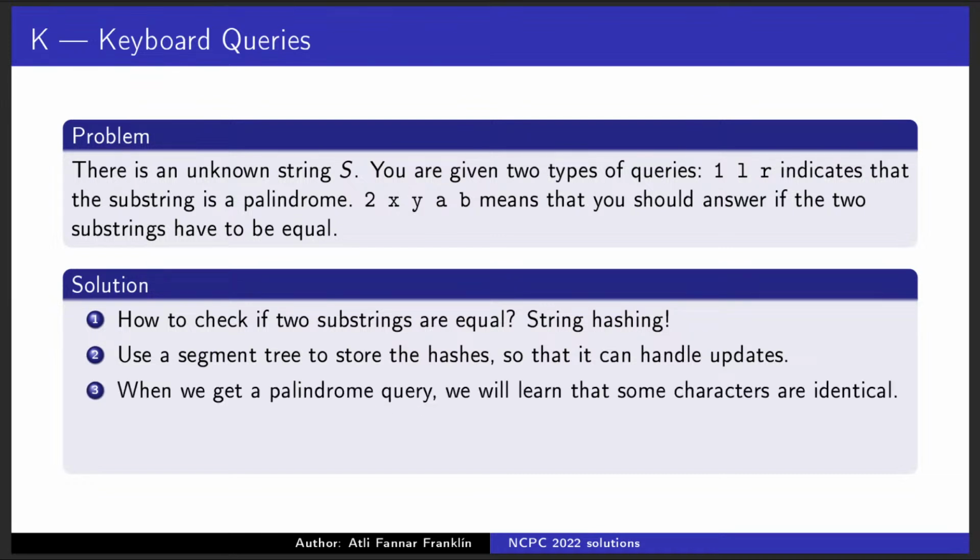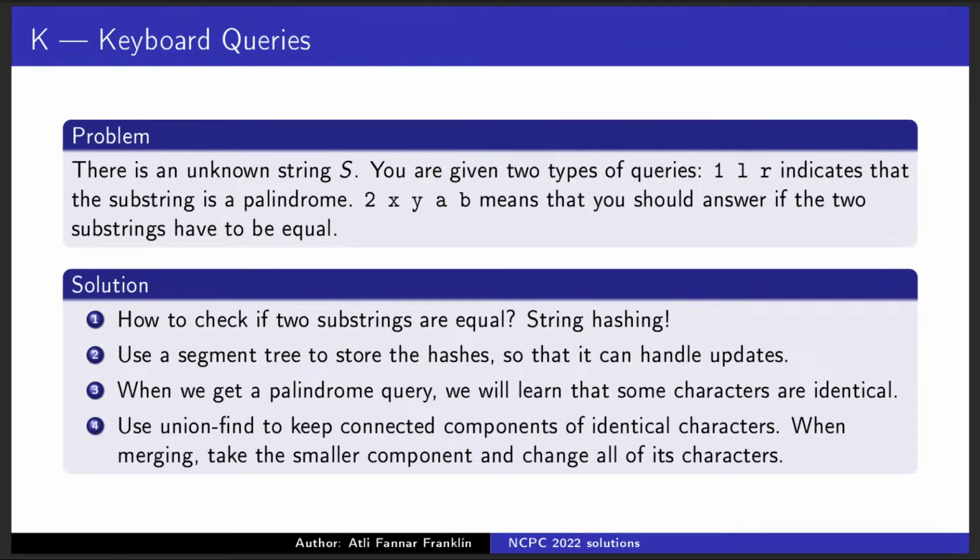Okay. And what more? Oh yeah, when we get the palindrome query, we will learn that a bunch of characters are actually equal. So it's kind of like we draw an edge between them and say, these two are equal now. They are in the same connected component. They should have the same character. But how do we keep track of these connected components? Well, we will use a union find data structure to keep track of them.